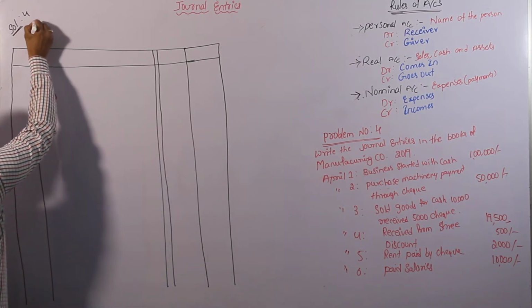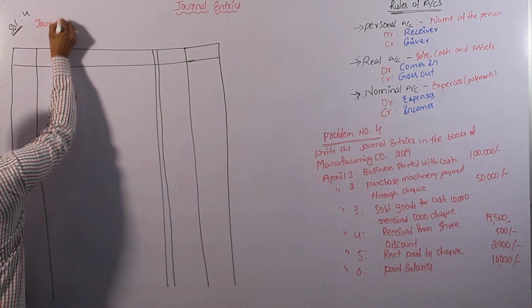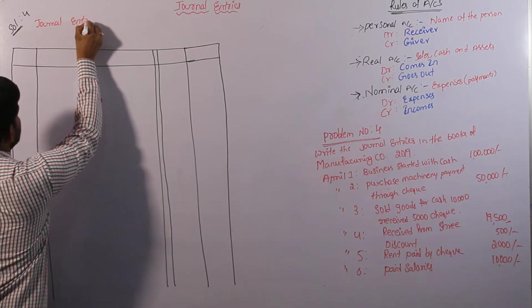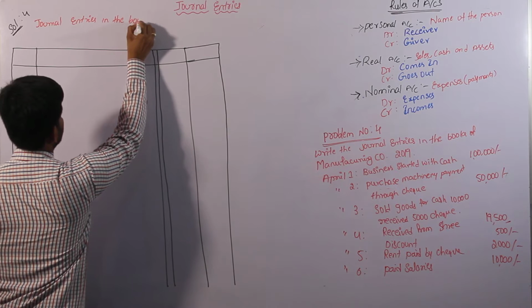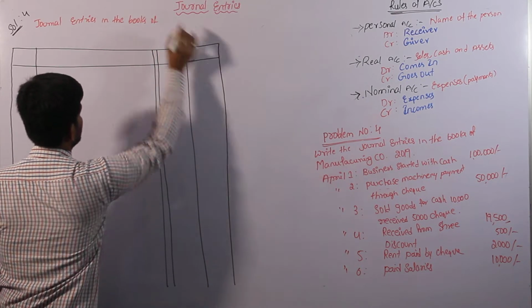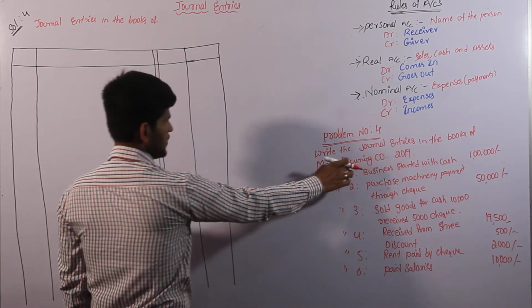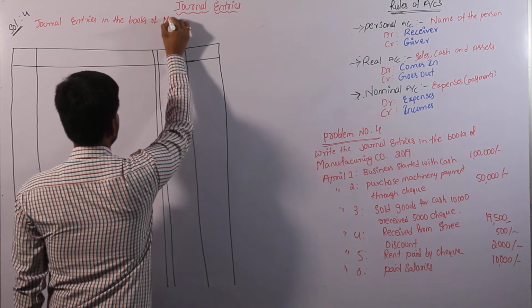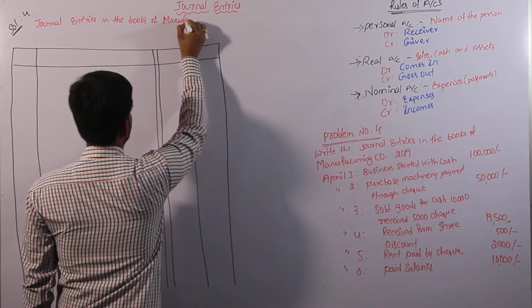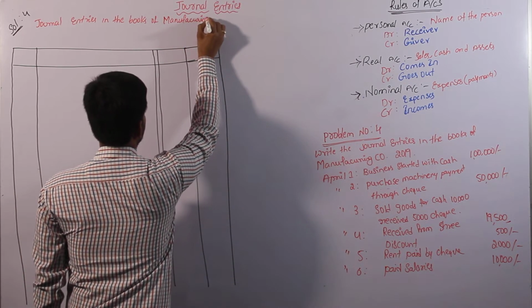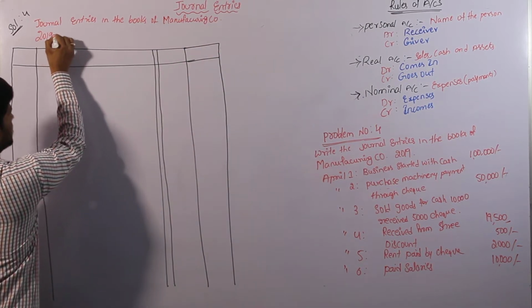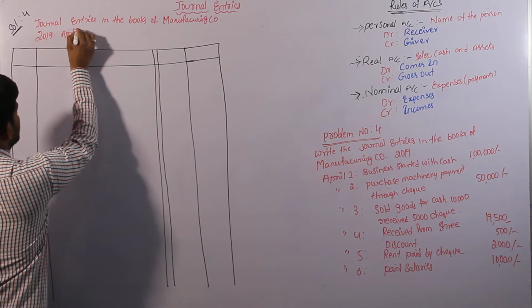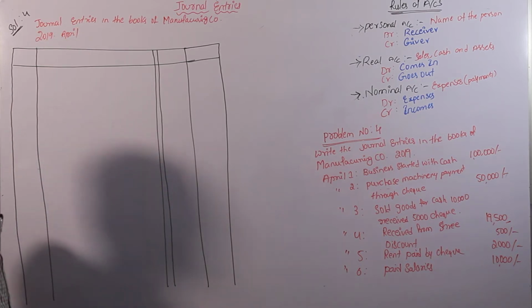Write the heading: Journal entries in the books of... which company are we creating journal entries for? Manufacturing Company (2019) April. Now fill in the columns.